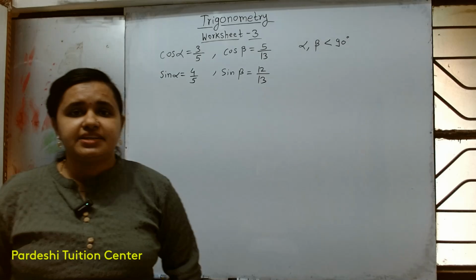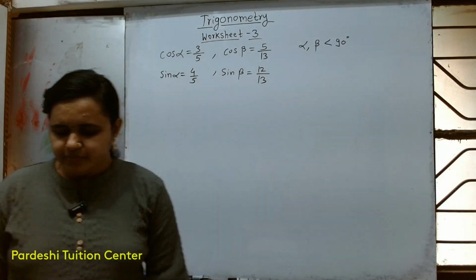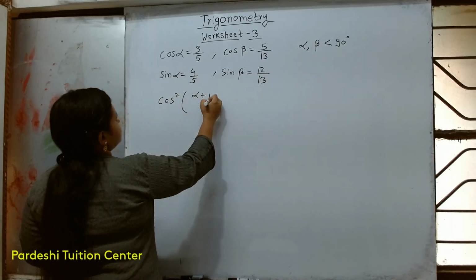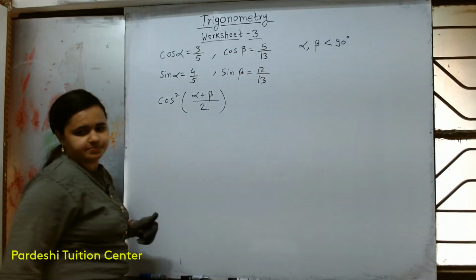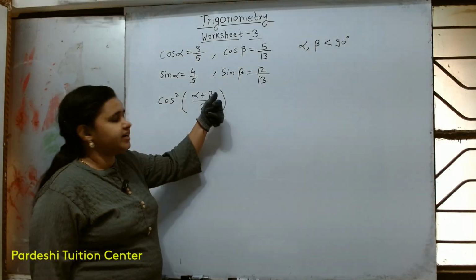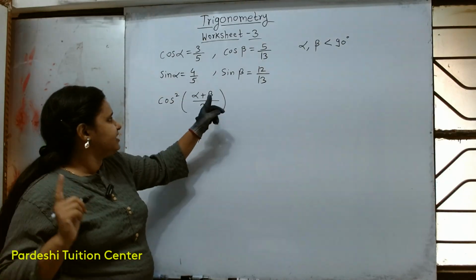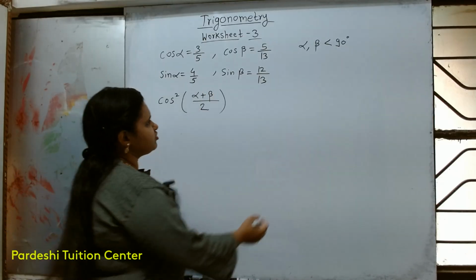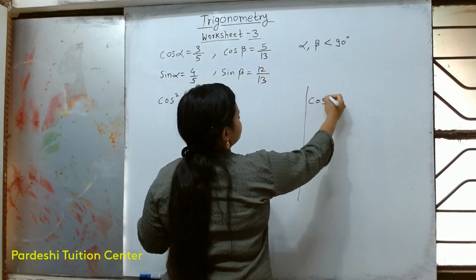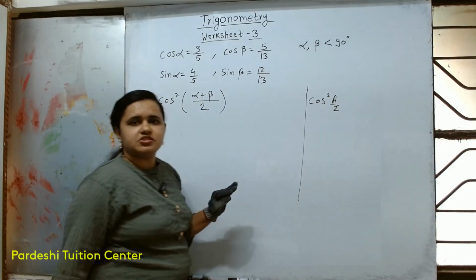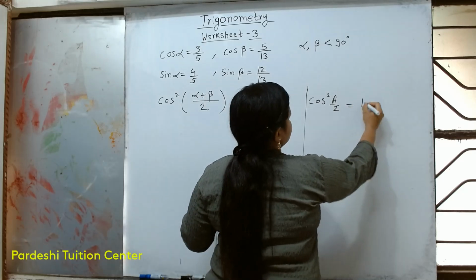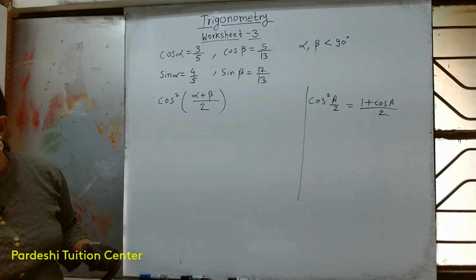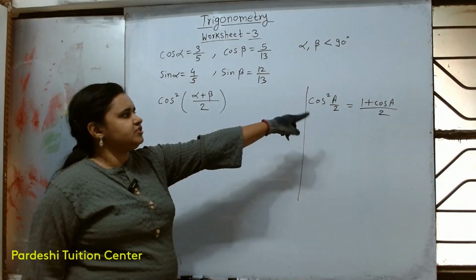Now first question, that is question 17, cos square of alpha plus beta by 2. We have to calculate it, cos square of alpha plus beta by 2. Okay. Now, if we consider alpha plus beta as A, if we consider this as one angle, alpha plus beta, as A. So, what is the formula for cos square A by 2? Formula for cos square A by 2 is 1 plus cos A upon 2. Okay.